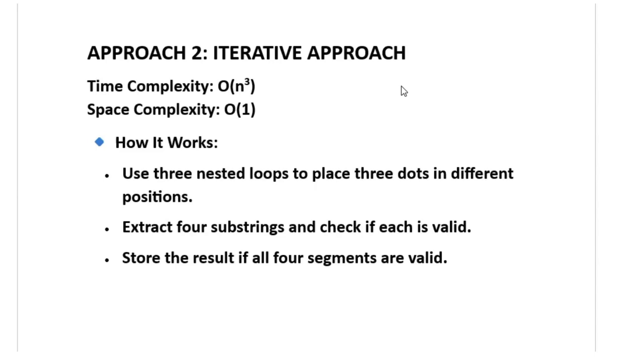So for the approach one, we saw that we used backtracking and DFS. And here for the approach two, there is another way, that is iterative approach. So how it works? We'll be using three nested loops to place three dots in different positions. And there will be four substrings, and we will check if each of it is valid. And we will store the result if all the four segments are valid.